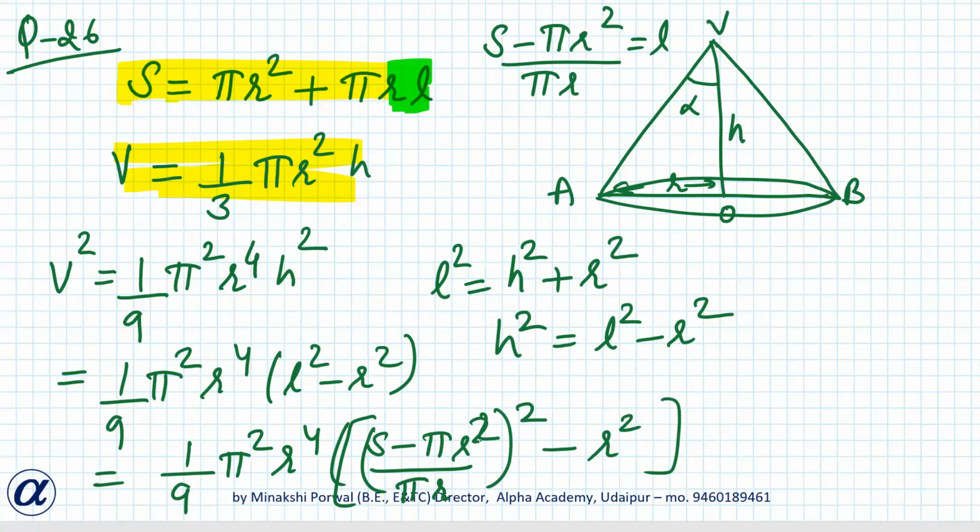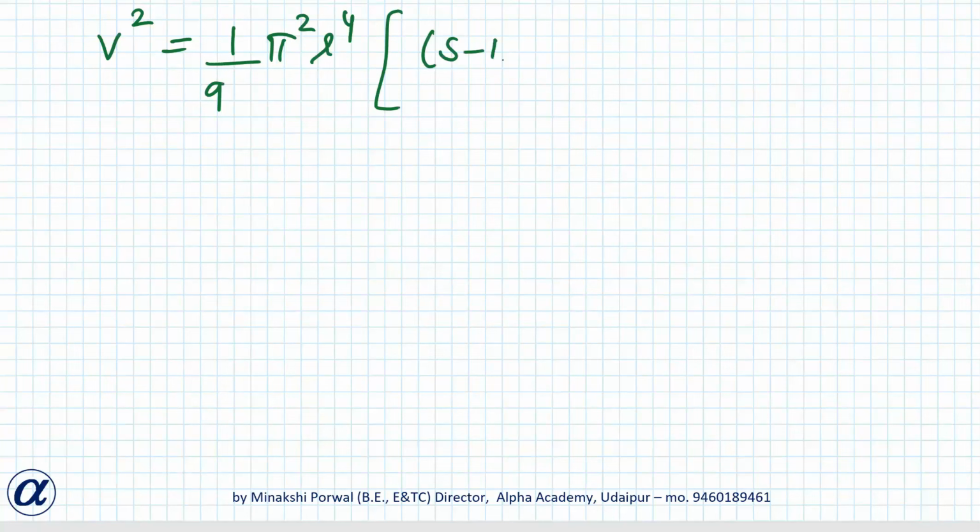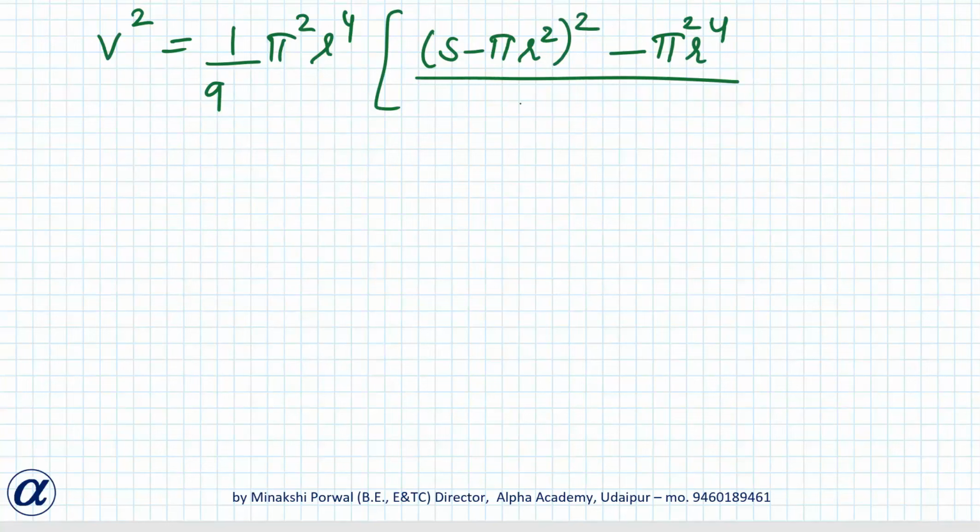We have to maximize this. So again rewriting, v square equals 1 by 9 pi square r to the power 4. This is (s minus pi r square) the whole square upon pi square r square, multiplied by pi square r to the power 4 upon pi square r square. Okay, this is v square. Now when we cancel, pi square cancels, and r square and r to the power 4 give r square. So it is equal to r square upon 9.